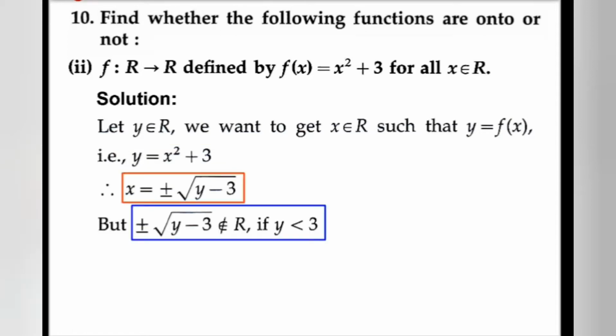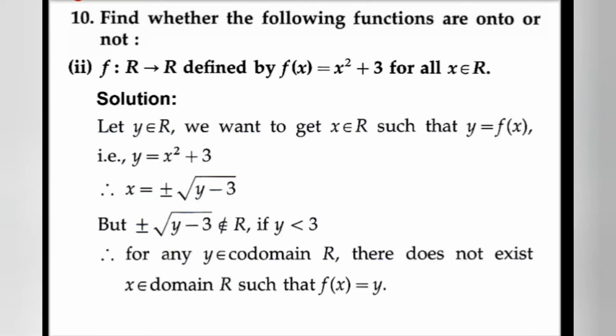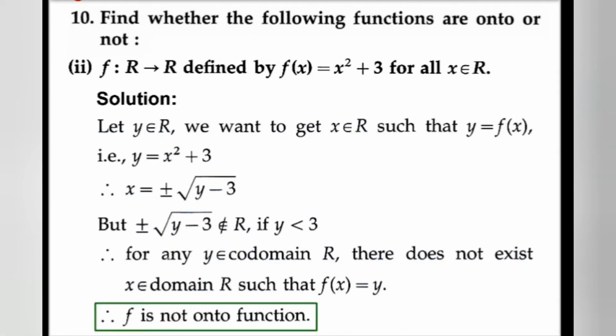But ±√(y - 3) does not belong to R if y is less than 3. Therefore, for any y belonging to codomain R, there does not exist x belonging to domain R such that f(x) = y, which means f is not an onto function.